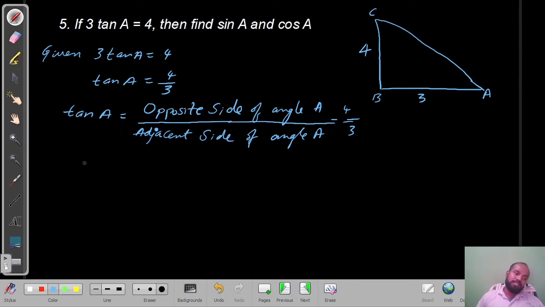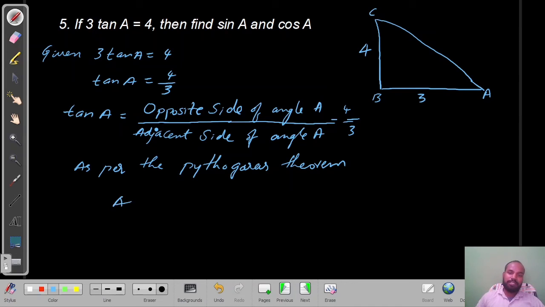As per the Pythagoras theorem, we have AC square is equal to AB square plus BC square. Yes or no? Yes.